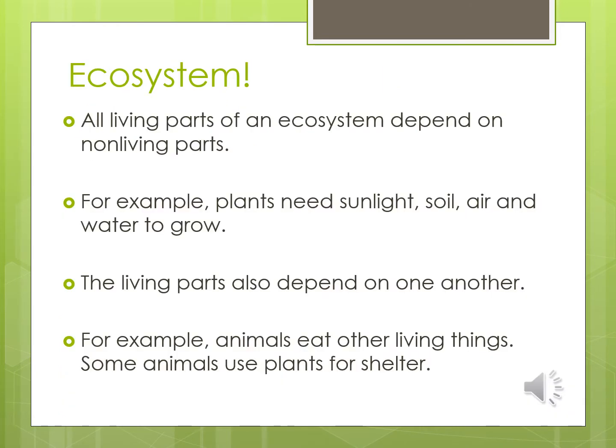So you can discover that all living parts of an ecosystem depend on non-living parts. For example, plants need sunlight, soil, air, and water to grow. The living parts also depend on one another. For example, animals eat other living things. Some animals use plants for shelter. This is an example of interaction. This is how organisms interact between each other in an ecosystem.